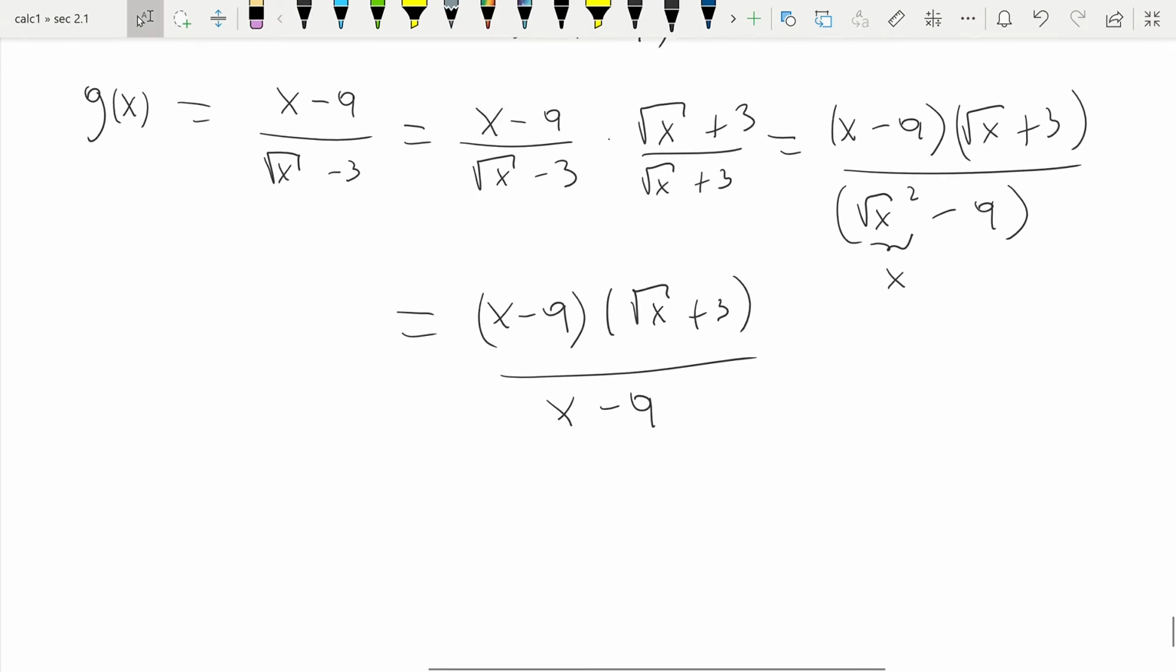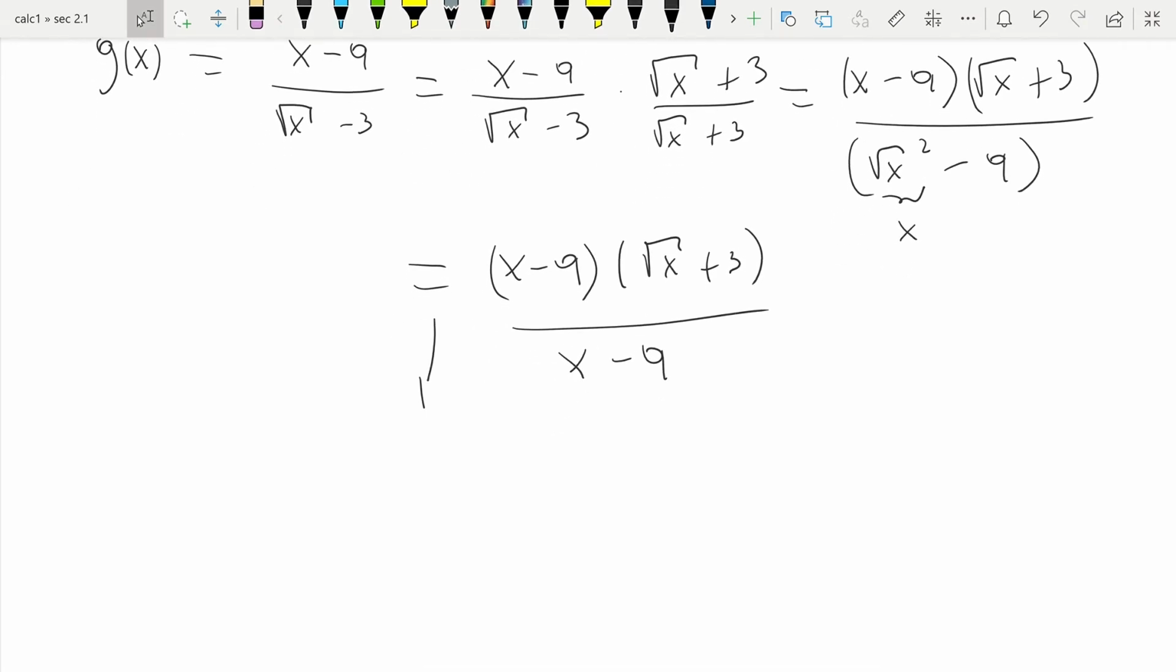Notice now that since x is not equal to 9, x minus 9 is not equal to 0. So this quantity is not equal to 0, and it's the same as this one. So we can actually cancel these two terms out, and we get an equivalent expression, which is just the square root of x plus 3.